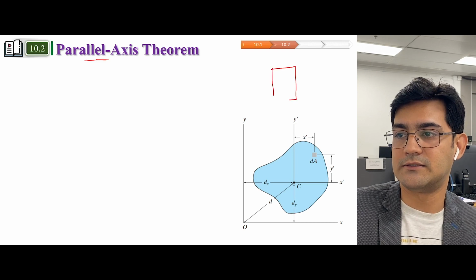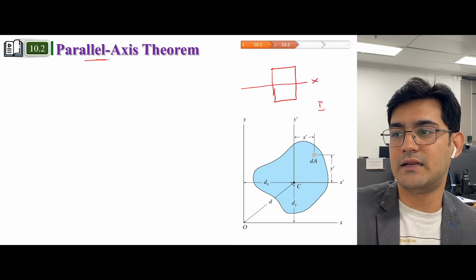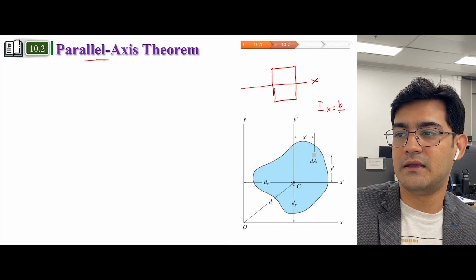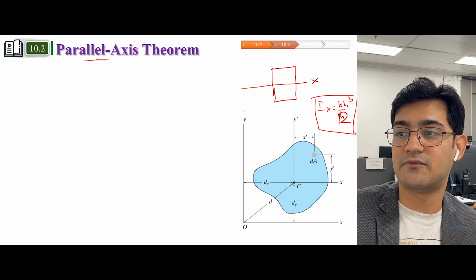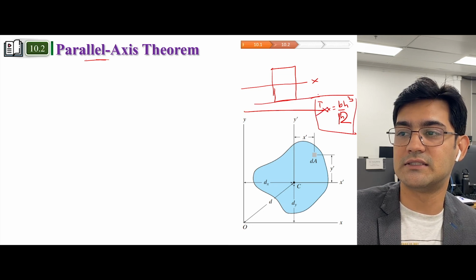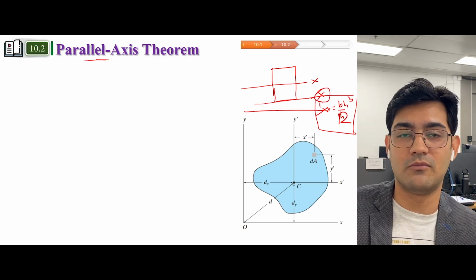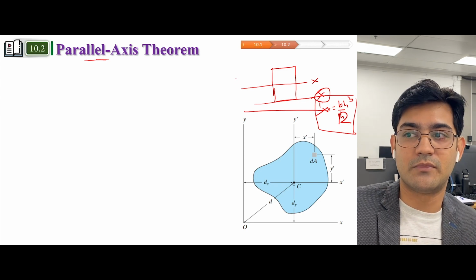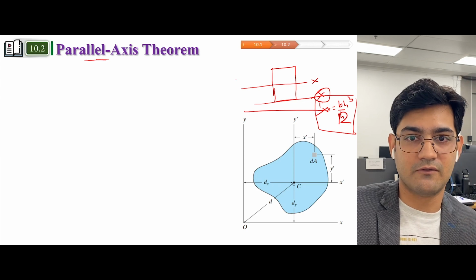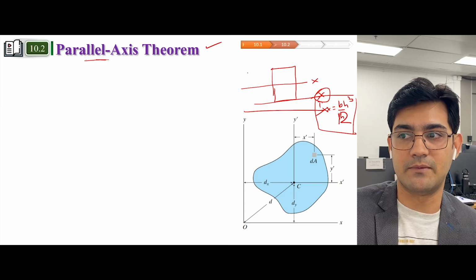Let me explain again. For example, if we want to calculate the moment of inertia along x-axis, then it is bh cube by 12. But if you want to calculate the moment of inertia somewhere else, for example, along this axis or along this axis, which is very useful in some applications, for example, if you are designing a beam, column, or any other structural component, or even if you are trying to calculate the moment of inertia for composite bodies, you frequently need to use this parallel axis theorem.